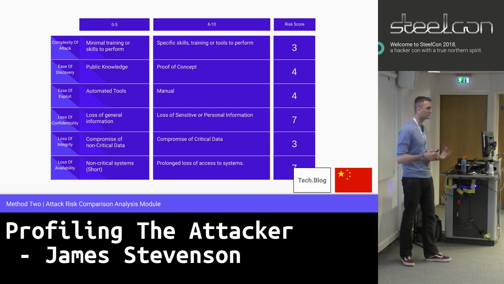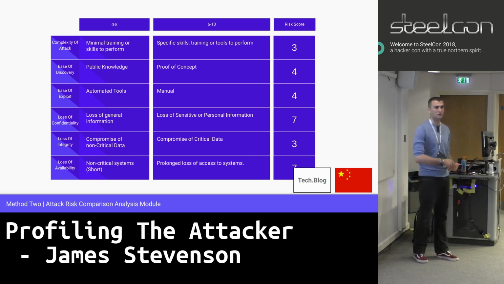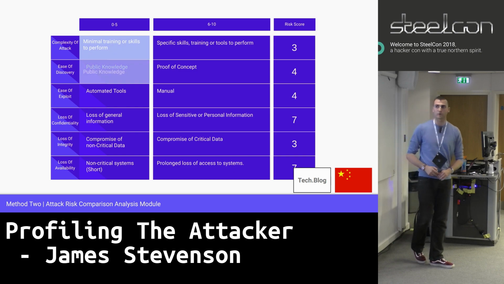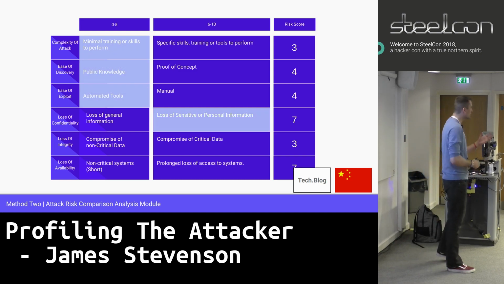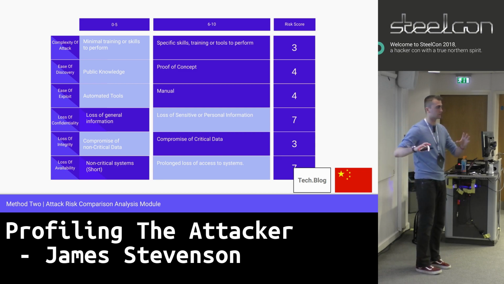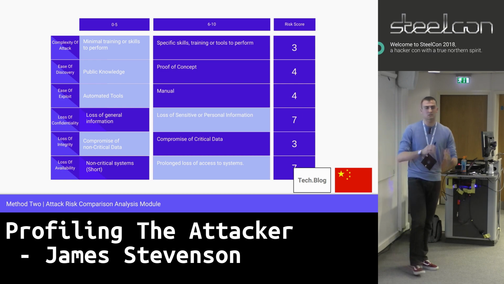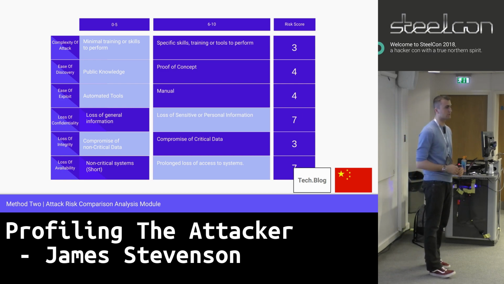Again, we can look at risk. So again, we're asking, what is the risk of this attack to us or tech.blog? And again, these have been previously answered. So we've got generally similar answers to last time, right? But this time we've got some in the 6 to 10 category. And that shows us that this asset is a slightly higher risk than our previous asset.